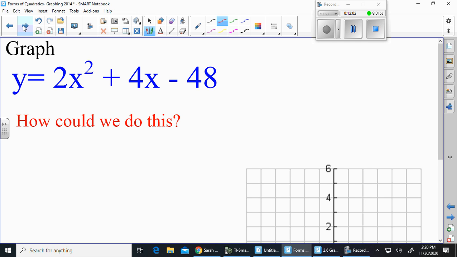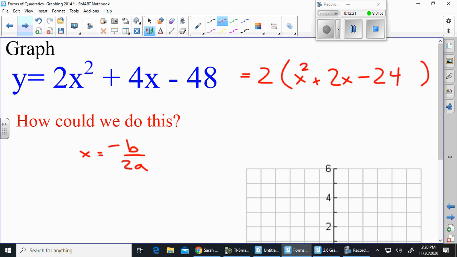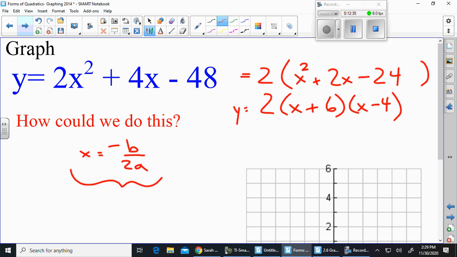Now, how would you do this? If it looks like this, most people are going to do the opposite of b over 2a. But what if you were someone that's like, hey, I think I could factor that. I could take a 2 out, and I could make it x squared plus 2x minus 24, and then I could make that x plus 6, x minus 4, and I could do intercept form. Sure. So most people, if it's in standard form, they do standard form. But if you can factor it, factor it.